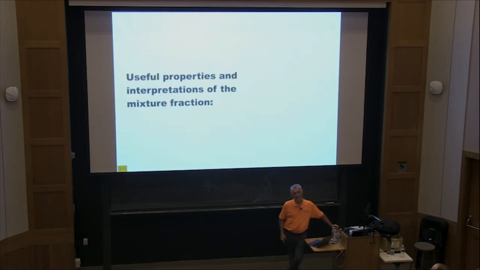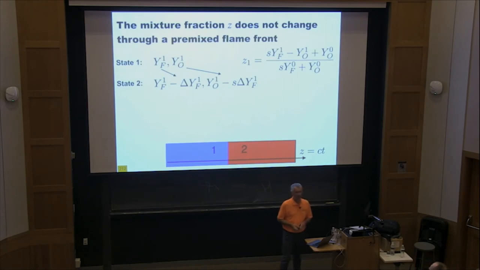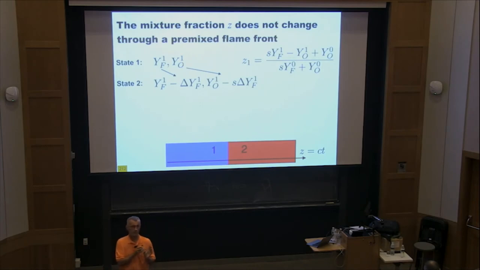Okay, now that you know what mixture fraction is, let's list a few useful properties of mixture fraction. The first thing, which is funny, is that mixture fraction, which we defined for diffusion flames, is conserved through a premixed flame. I'm going back to premixed, okay? So you take a premixed flame, like the one we studied yesterday. You look at state 1, which is here, and you compute Z1, the mixture fraction. It's S Y_F1 minus Y_O1 plus some constants.